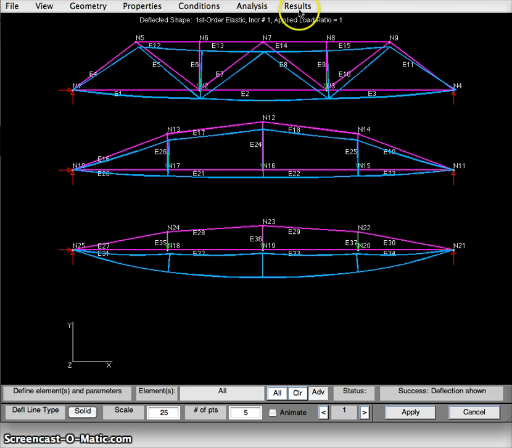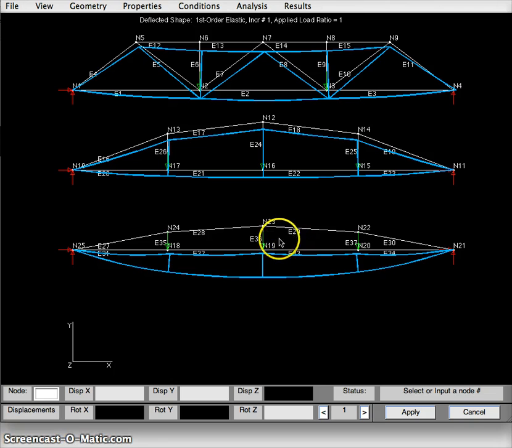To get numerical values of the displacements, we go to Results, Node Displacements, and select the node that we're interested in. We see then that the y direction displacement in this case is 1.38 inches, because we've used inches to define the model, and it's negative to indicate that it's downward.